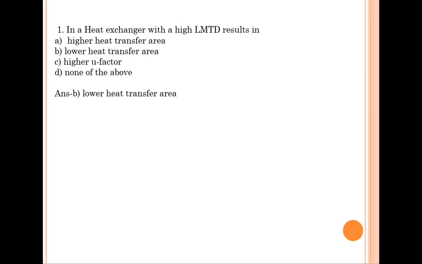In a heat exchanger, a high LMTD results in, options: higher heat transfer area, lower heat transfer area, higher U factor, none of the above. You see, larger the LMTD, more will be the heat transfer. Please remember this. Larger the LMTD, more will be the heat transfer. If more will be the heat transfer, then area required is less. So option B is the right answer. Lower heat transfer area required.